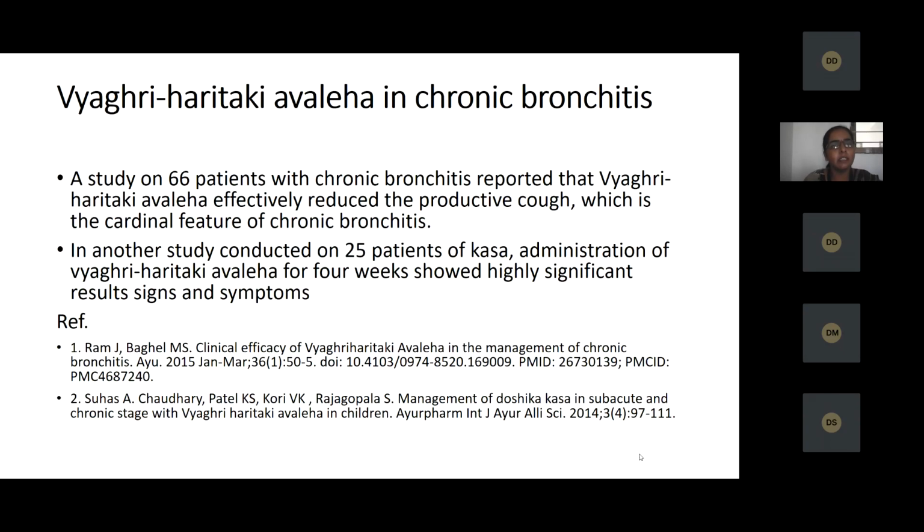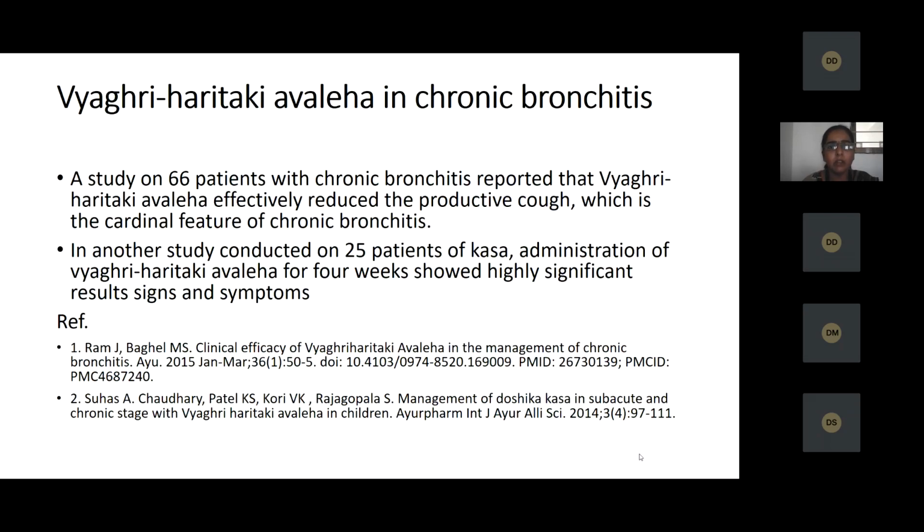The next article is Vyaghri Haritaki Avaleha in chronic bronchitis. In this study of 66 patients with chronic bronchitis, it was reported that Vyaghri Haritaki Avaleha effectively reduced the productive cough, which is the cardinal feature of chronic bronchitis. Means in this study, you can say that the chronic productive cough is reduced with the help of Vyaghri Haritaki. In another study conducted on 25 patients of Kasa, administration of Vyaghri Haritaki for 4 weeks showed highly significant results in signs and symptoms.